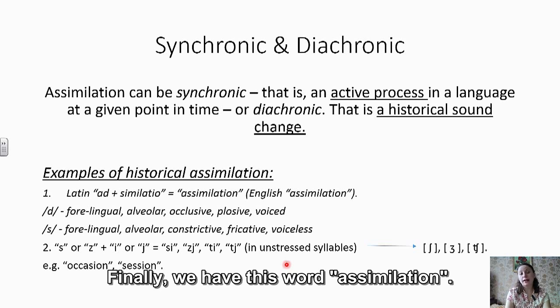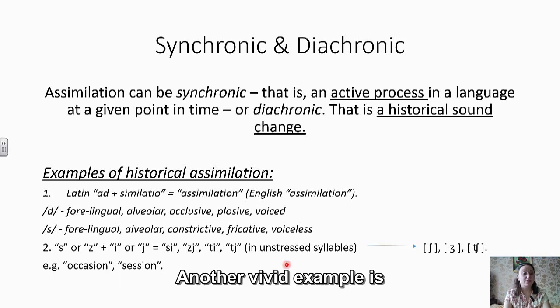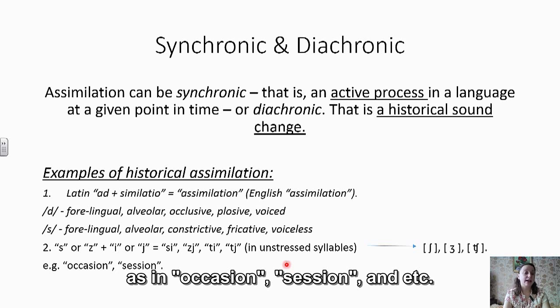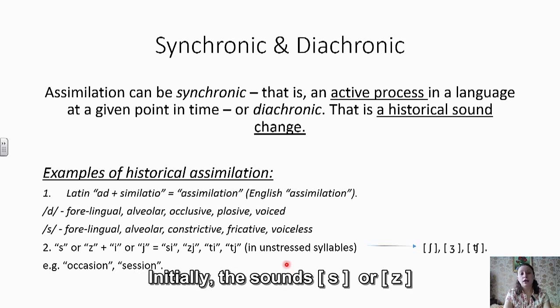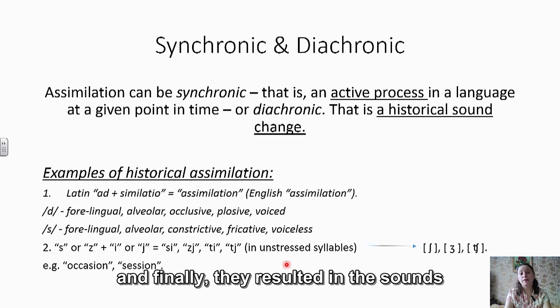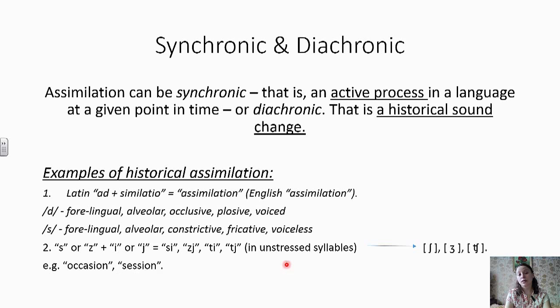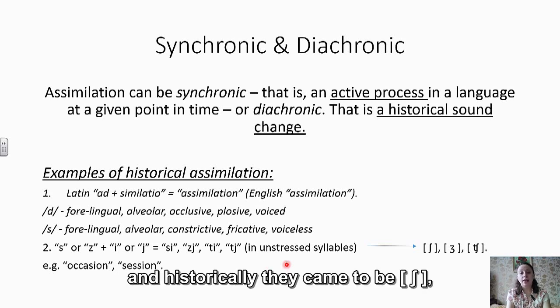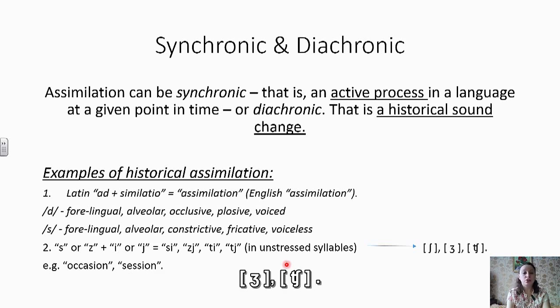Another vivid example is the words with the endings -sion, -tion, as in occasion, session, etc. Initially, the sounds s or z came before i or j, and finally they resulted in the sounds that I demonstrated here on the slide, and historically they came to be sh, zh, ch.